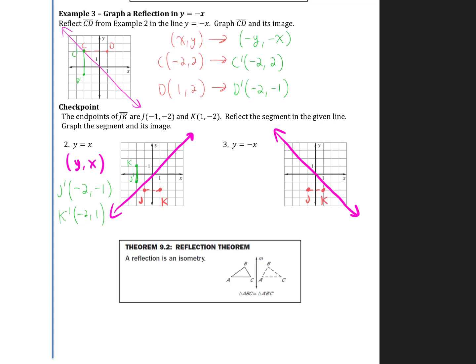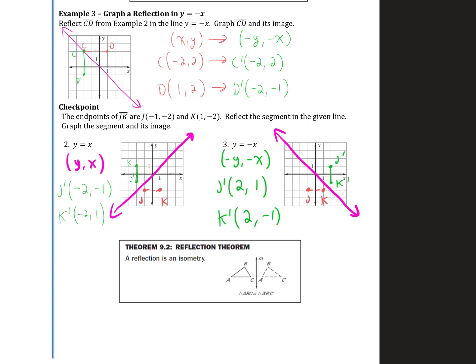And if we reflect, the rule for y equals negative x is opposite of y and opposite of x. So J prime, the opposite of y would be 2, and the opposite of negative 1 would be 1. So we should have 2, 1. And for K prime, the opposite of negative 2 is 2, and the opposite of 1 would be negative 1. So if we graph that, we go right 2, up 1, and right 2, down 1. You can see that's going to be good. So we have J prime and K prime, and those are also at a right angle.